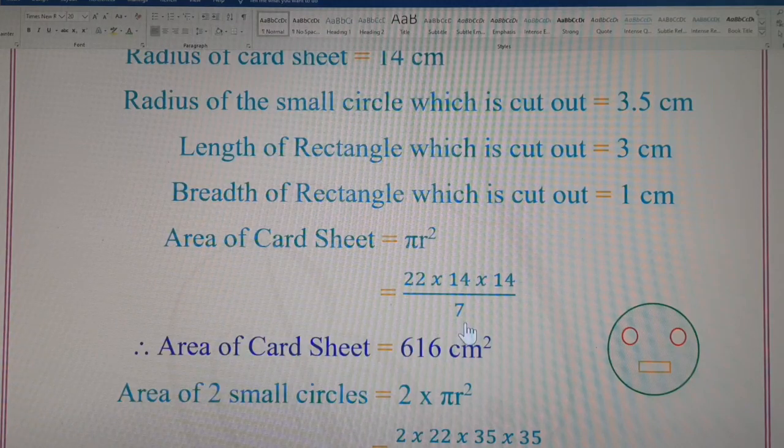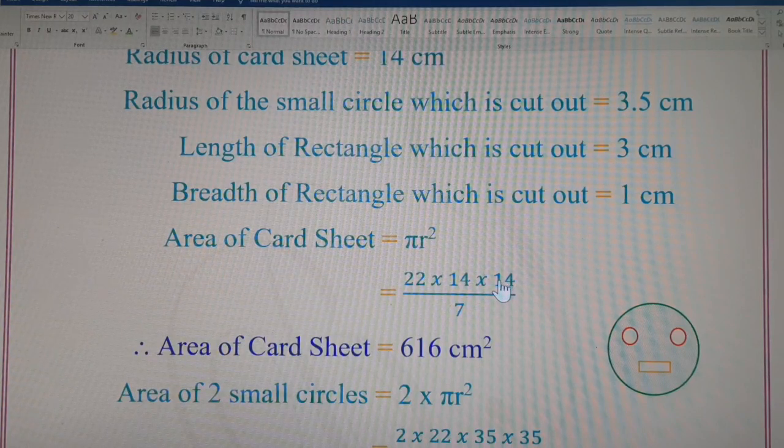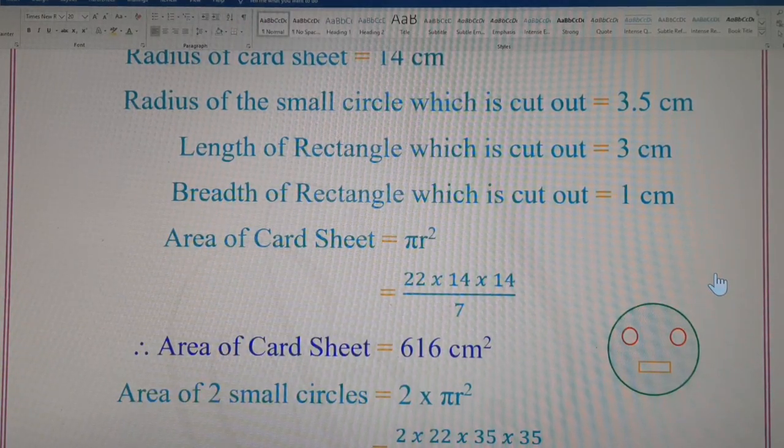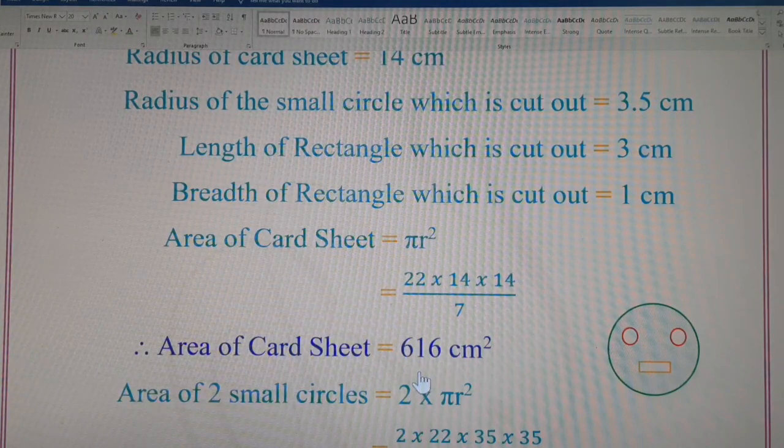So we'll substitute and calculate this answer. Pi's value 22 upon 7, radius square, that is 14 into 14, and we'll cancel with 7's table. 7 1s are 7, 7 2s are 14. So the denominator 7 is cancelled and 1 is written, and 14 is cancelled and 2 is written. The remaining numbers we have to copy as it is: 22 multiplied by 14 multiplied by 2 upon 1. So children, you can check this calculation in your rough paper and then check whether your answer is 616 or not.